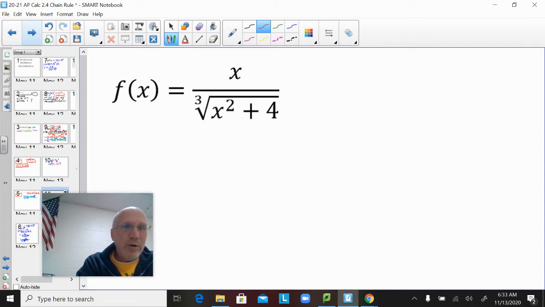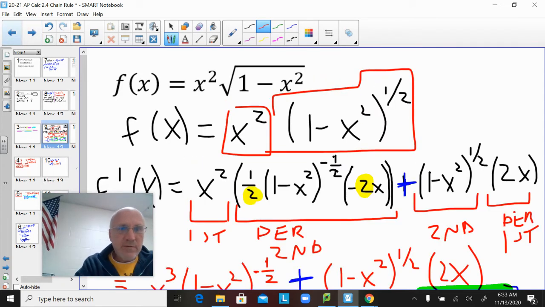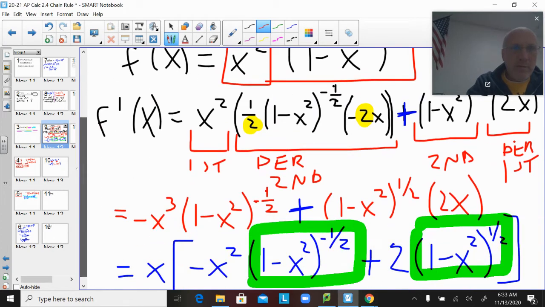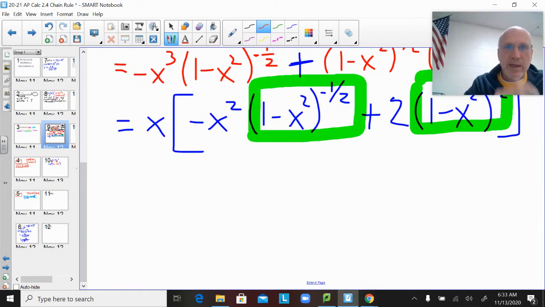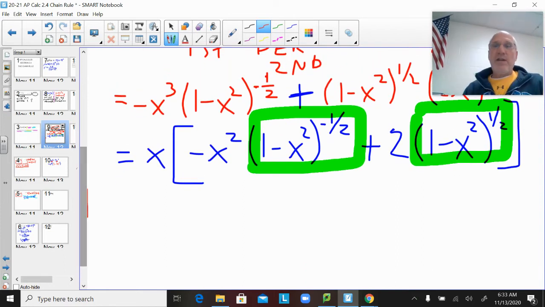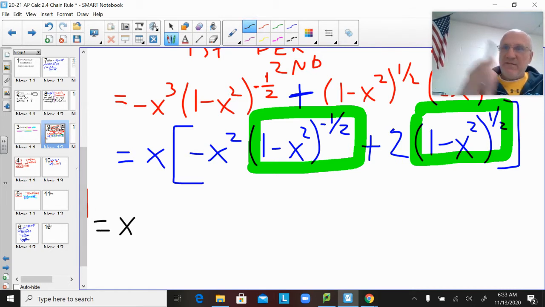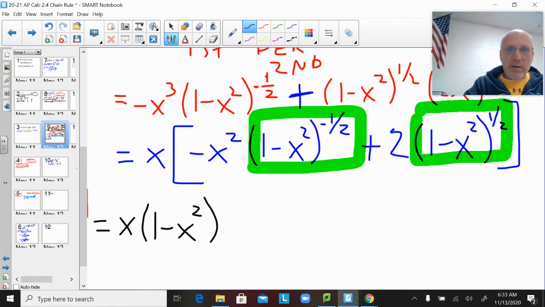Now I don't know where I'm going anymore. Okay, there it is. I'll put it down here. I need more space. There we go. Okay, so we have a GCF. Of those two things in green, the lowest exponent is the 1 minus x squared to the negative 1/2. That's the lowest of the two exponents, so that's my GCF. And I still have the x that I GCF'd out earlier. Now I'm going to pull out a 1 minus x squared to the negative 1/2, and now I'm left with something plus something.